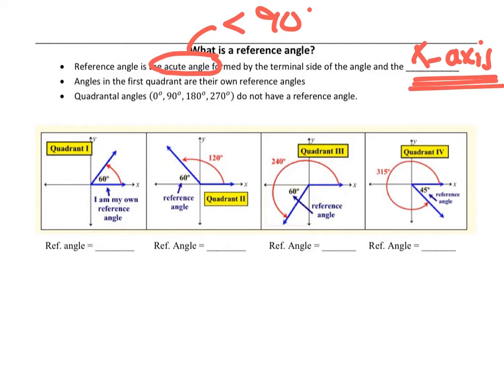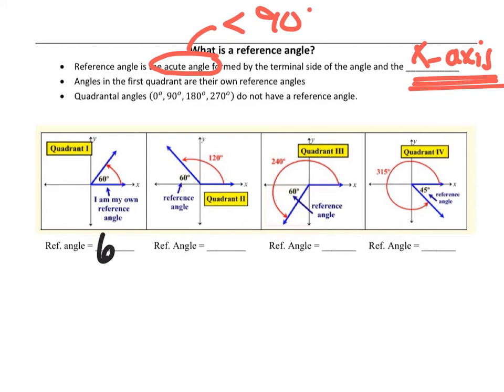Angles in the first quadrant are their own reference angles, and then you have the quadrantal angles, which do not have a reference angle. So, example 1 that you have sketched out. In quadrant 1, it's already an acute angle, less than 90, so let's make a note, I am my own reference angle.